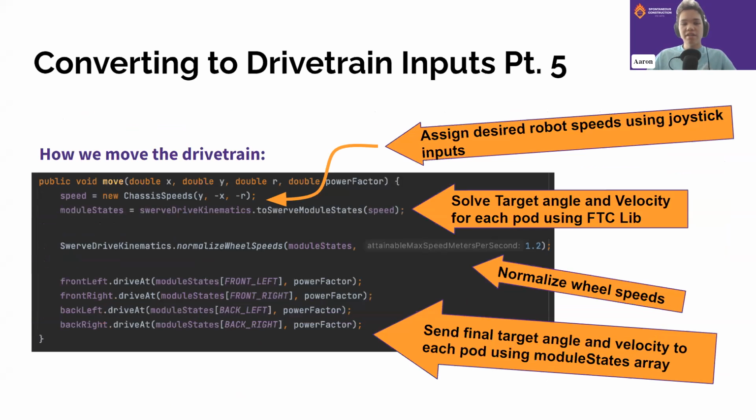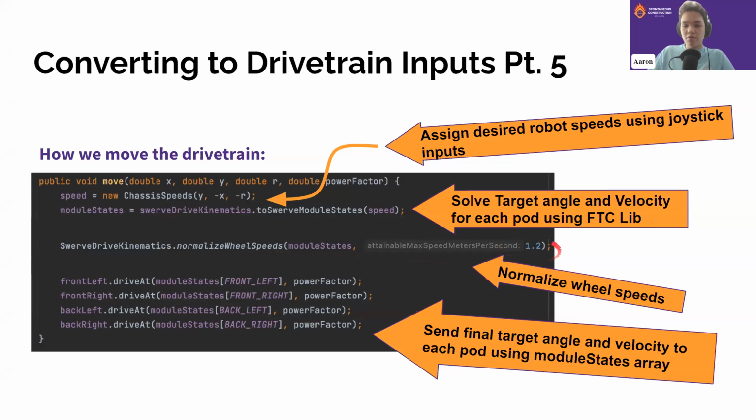Okay, so once we have it initialized, here's how we actually move it. In our case, we use a movement method that takes in the X, Y, and R input, like the ones I showed earlier on the controller. Once we take in those 3 inputs, we assign them to a chassis speed, which is an FTC lib item that basically represents the speed of the robot we want. And then we can take that chassis speed and input it into a to swerve module states method, which will modify the module states array we made earlier and basically assign a speed and velocity to each one of them. Then this line of code right here will normalize the wheel speeds as we showed earlier.